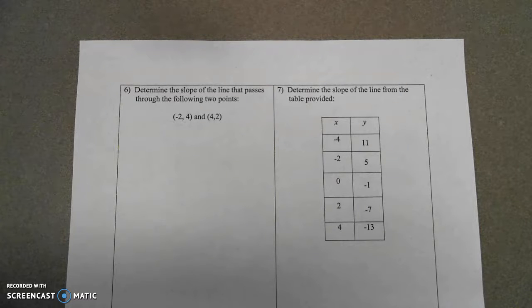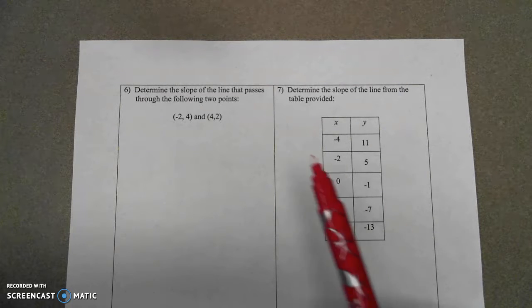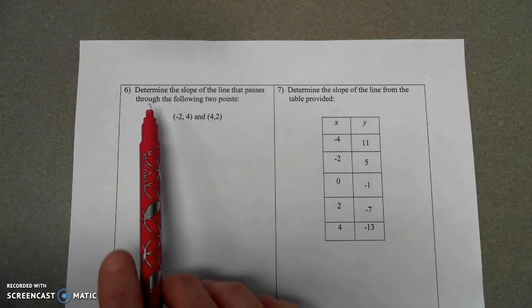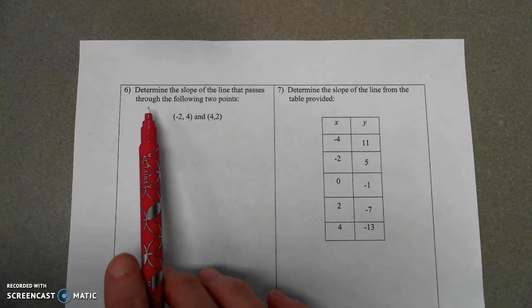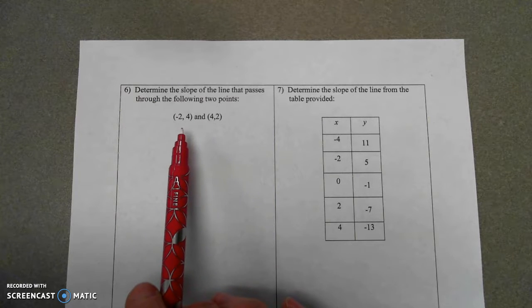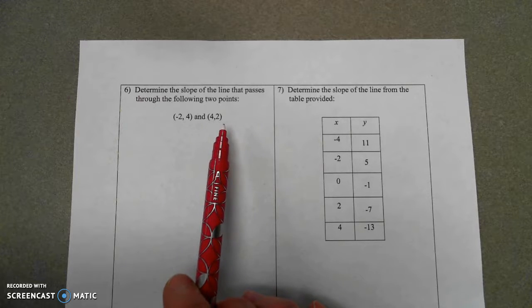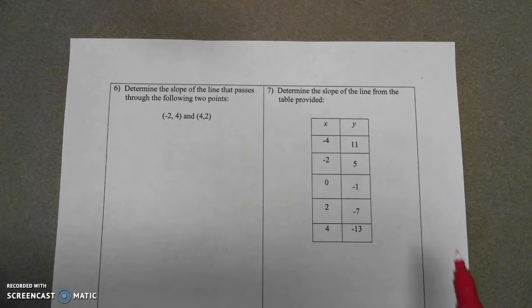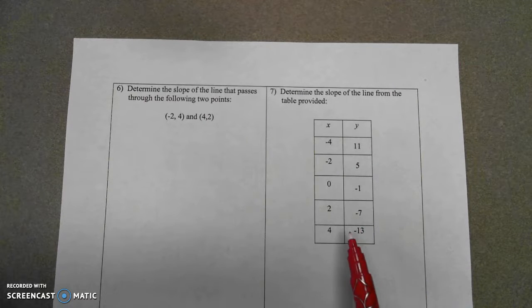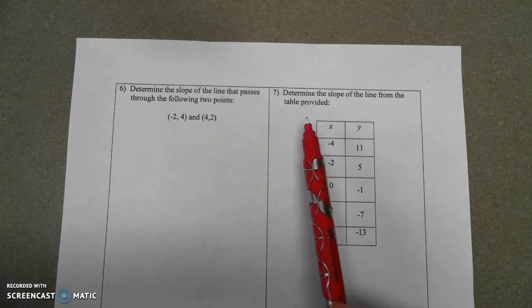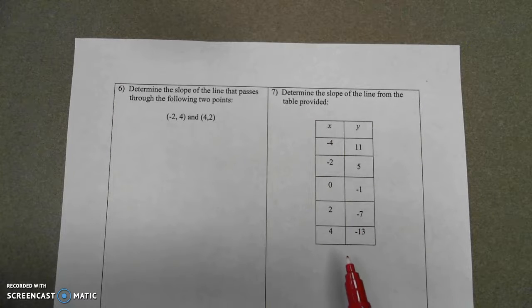Good evening. Tonight for your homework, I am going to have you, first of all, determine the slope of a line that passes through these 2 points, (-2, 4) and (4, 2). And then I want you to be able to take this table and determine the slope of the line from the table that I have provided you.